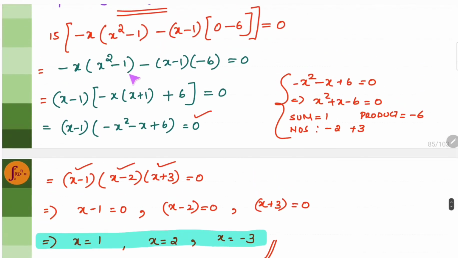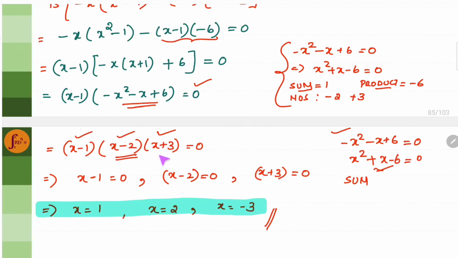See here, when you multiply, here you have numbers, so you'll have to multiply this. X into minus 6, minus 1 into minus 6. You have to multiply here, right? Then you'll get this quadratic equation. You will have to find the factors of this equation. When you have some equation like this, how do you find the factors? You can use the sum product method and get these factors.